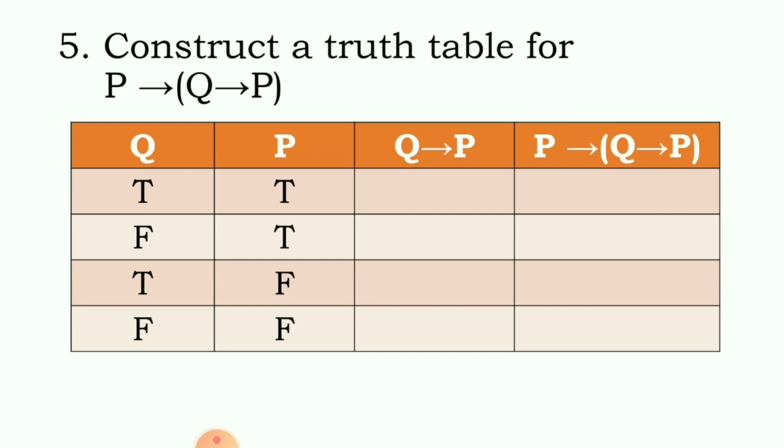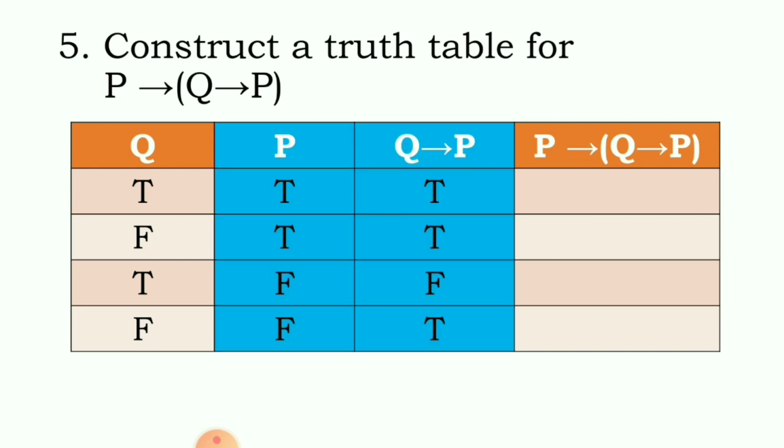So we have true and true, that is true. False and true, that is true. True and false. So your conclusion P is false, then that is false. Then both the hypothesis and conclusion are false, then that is true. Next is to get if P, then the quantity if Q, then P. So that is also conditional.